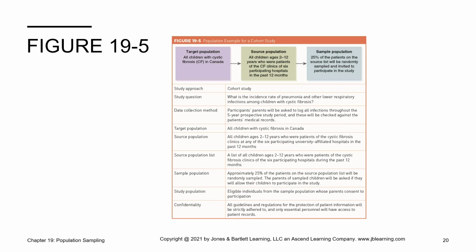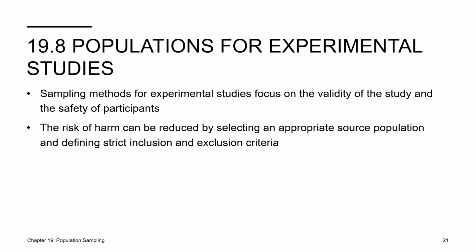Section 19.8 covers populations for experimental studies. Sampling methods for experimental studies focus on the validity of the study and the safety of the participants. So here we want to maximize safety and minimize harm. The risk of harm can be reduced by selecting an appropriate source population and including very strict inclusion and exclusion criteria.